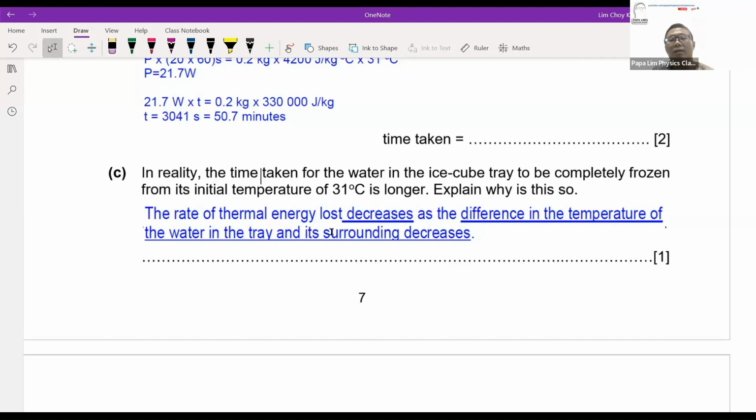While I completely cool down from the initial temperature of 31 degrees Celsius, I take 20 minutes. But in real life, the energy taken to cool down is not solely for cooling down. I also lose energy to the environment. I also lose energy to the tray. So these different avenues will actually affect the time taken for me to freeze. So that's why you'll find the difference in temperature and so on.